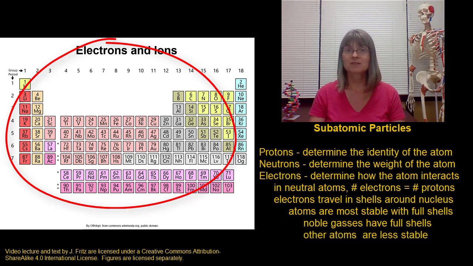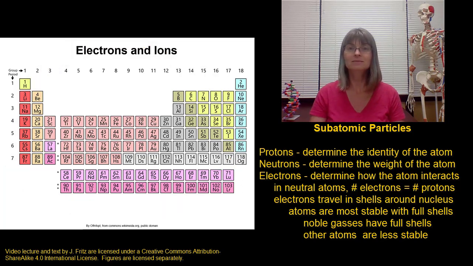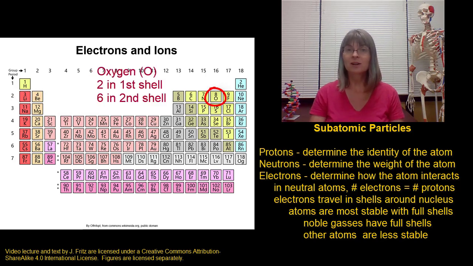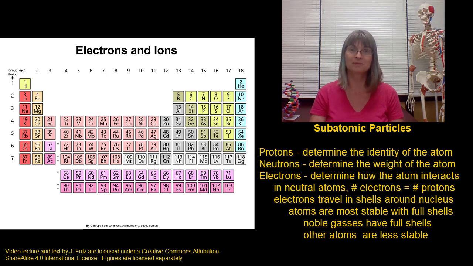The other atoms don't have full shells of electrons when they're in their neutral state. Let's take a look at something like lithium with 3 electrons. 2 go in the inner shell, 1 goes in the second shell. That second shell is not a full shell, so lithium is not a stable atom in its neutral form. The same is true of, say, oxygen. With 8 electrons, 2 go in the inner shell, and the remaining 6 go in the second shell. That's not a full shell either. It could take 8 and it only has 6. So that makes oxygen an unstable atom in its neutral form.